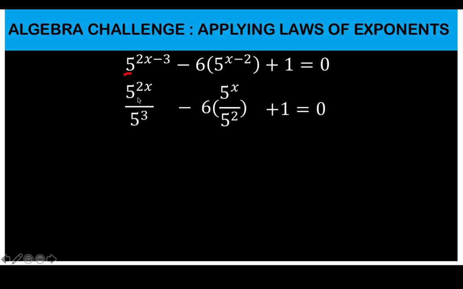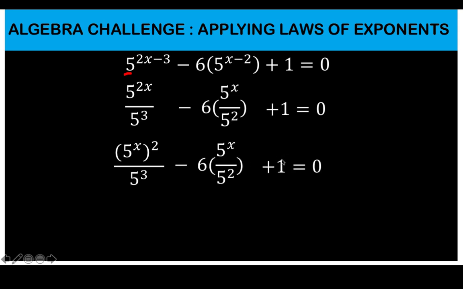Notice that by applying the converse of the power rule, if you are given this exponential expression, 5 raised to x, all raised to another exponent, we can simplify this by multiplying the exponents 2 and x. And this form is exactly the same as 5 raised to 2x. When you multiply x times 2, you get this 2x. So therefore, 5 raised to 2x can also be rewritten as the base 5 raised to x and exponent 2. And we just copy 5 raised to 3. Then we just copy the second term and we copy plus 1 equals 0.